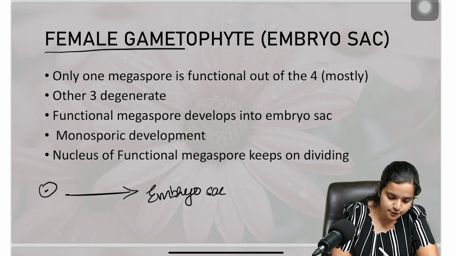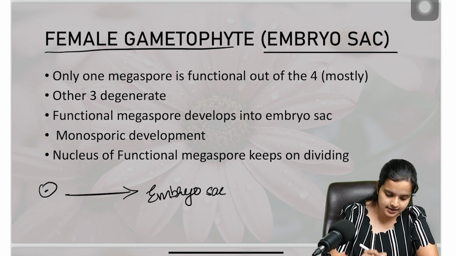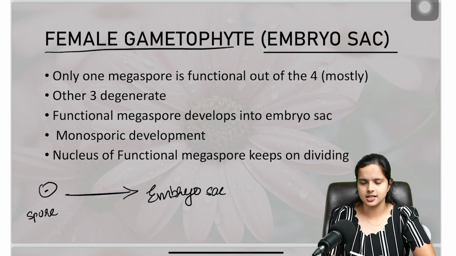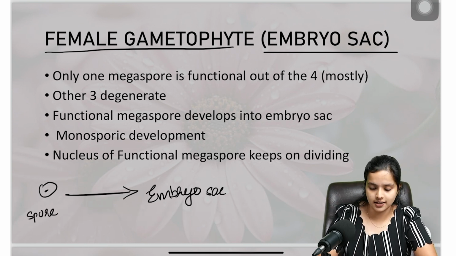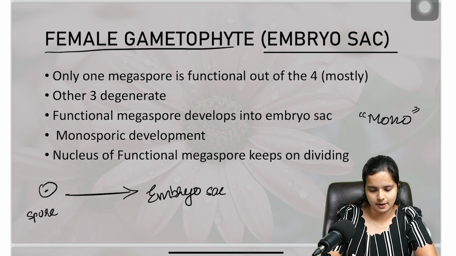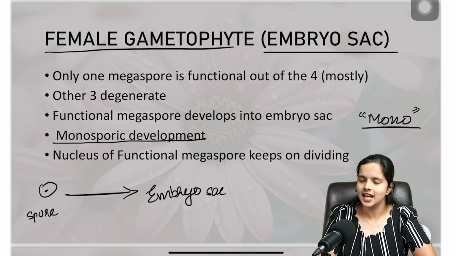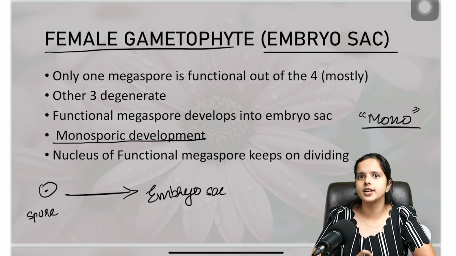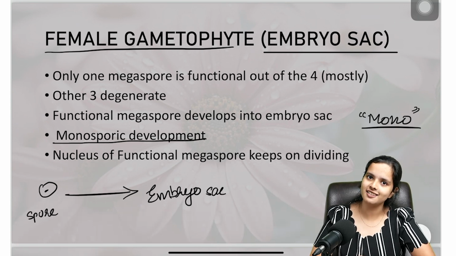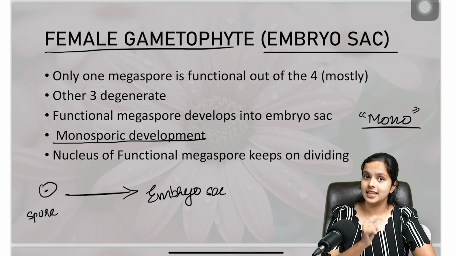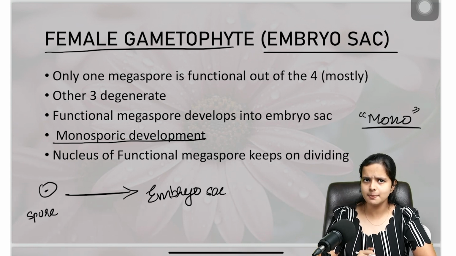So you have the female gametophyte, or the embryo sac, and this embryo sac is developed from a single megaspore. When we talk about one thing, we usually use the term mono, if I'm not wrong. So hence we can say this is a type of monosporic development. It develops from a single spore. So the female gametophyte or embryo sac typically has monosporic development. Why did I use the word typically? Because there are other cases also. But for you, in the syllabus, you only have the term monosporic development. So just keep that in mind.